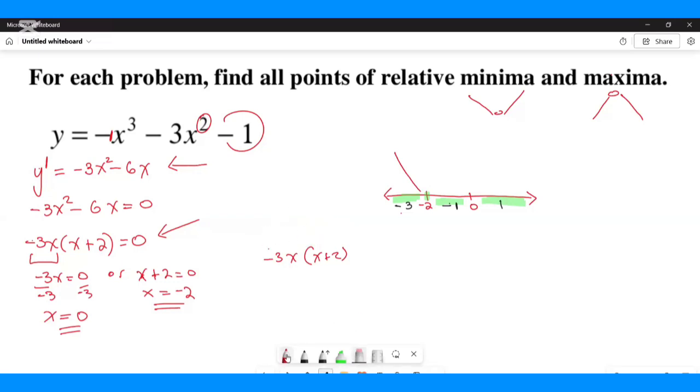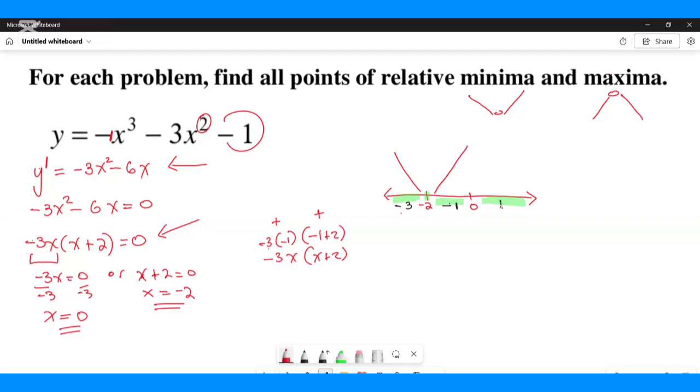So now we're going to test -1. So it's going to be -3 times -1, open bracket, -1 plus 2. Negative times negative here will give a positive, and -1 plus 2 is also a positive. So when you multiply two positives, you will get a positive. So basically, we don't really need the value. We just want to know if it is negative or positive. So this is going to be increasing right here, like that.